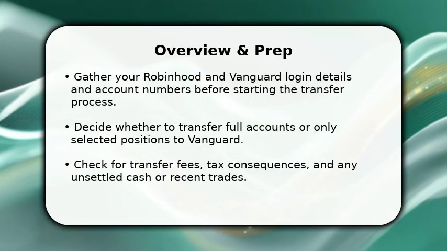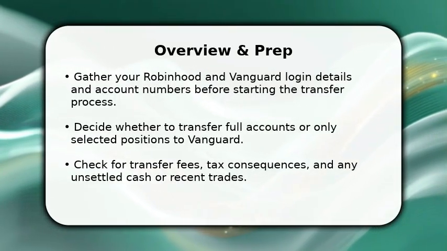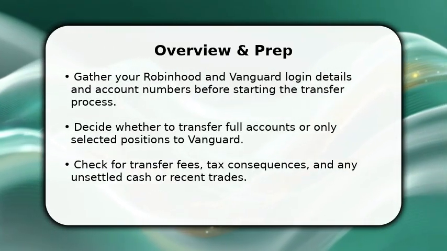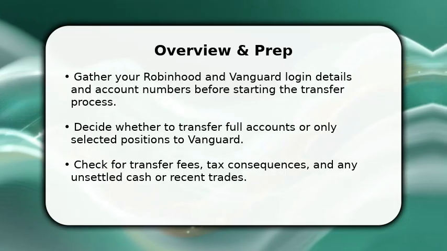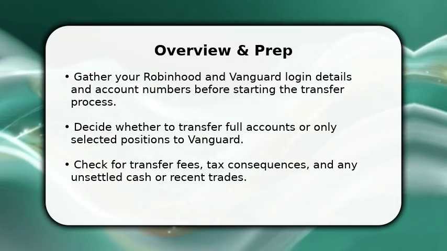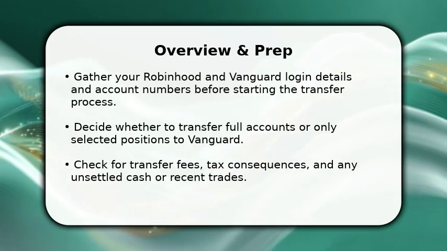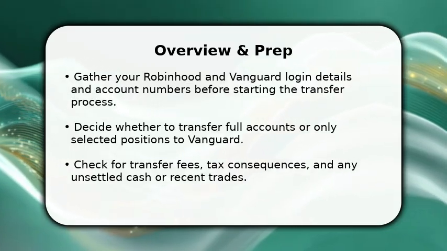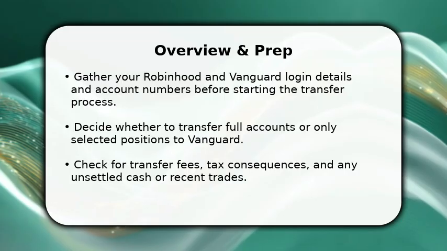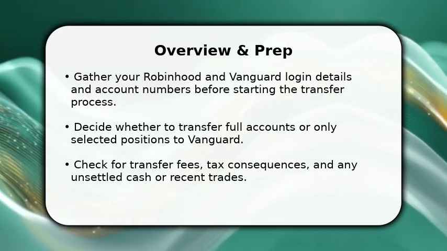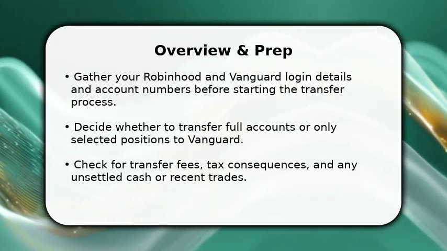In this video, I will show how to transfer from Robinhood to Vanguard. Start by logging into both accounts and confirming your Vanguard account accepts ACATS transfers. Next, list holdings you want to move and decide on full or partial transfers. Note any unsettled trades or margin balances that could block assets.